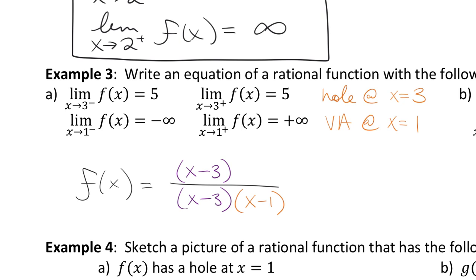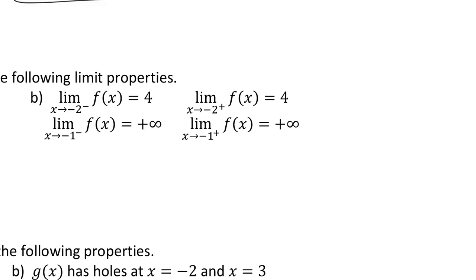Can you guys try letter B? I want you to write that equation for me based on the properties you see written there. The top two limit statements are limits as x approaches -2 from the left side and the right side, and they're equal to 4. What does that mean is happening at -2? There's a hole. Nice. So we have a hole at x equal to -2. And since the other two are going off to some of the infinities, we're going to have a vertical asymptote at x equal to -1.